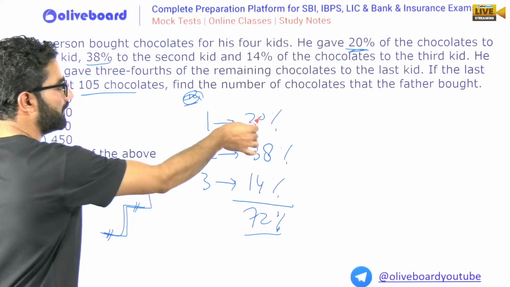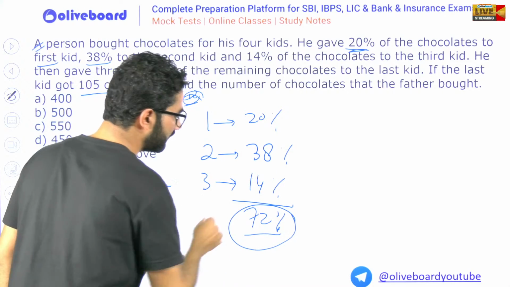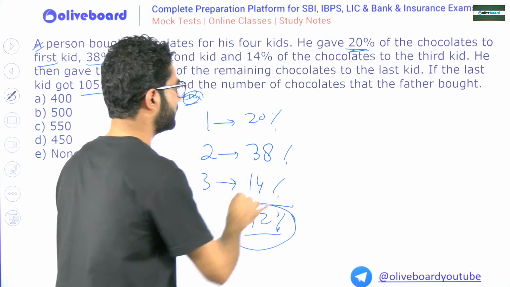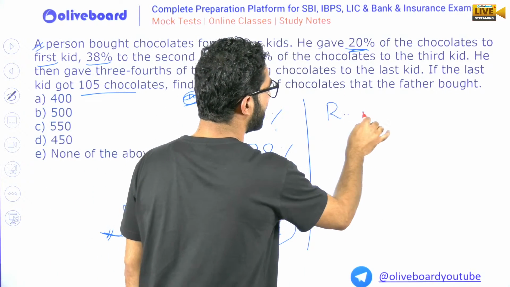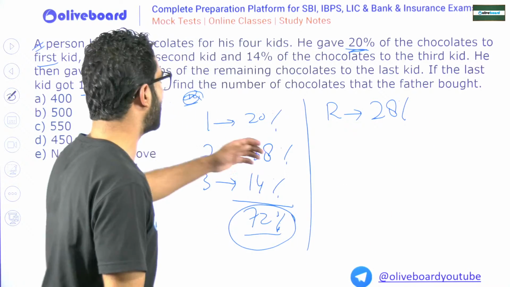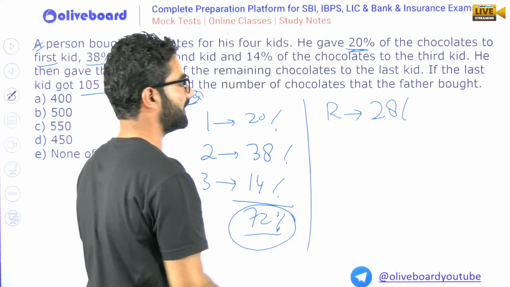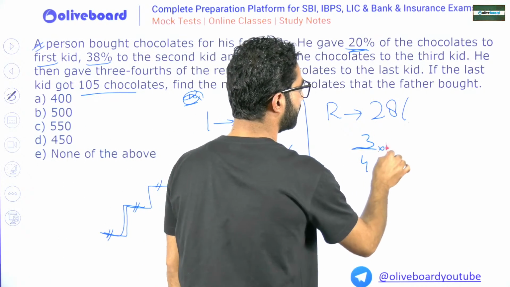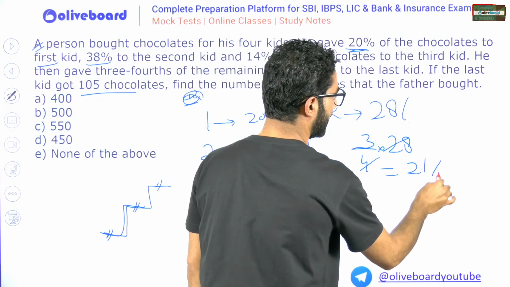So if you see, the first kid got 20 percentile, the second kid 30, and these 3 kids got 72 percentile. Very good, sir, great. Now the remaining percentile we have is only 28 percentile, and out of that he gave 3/4 of the remaining chocolate to the last kid. Can we calculate the 3/4 of this? 3/4 of this will be 21 percentile, okay.